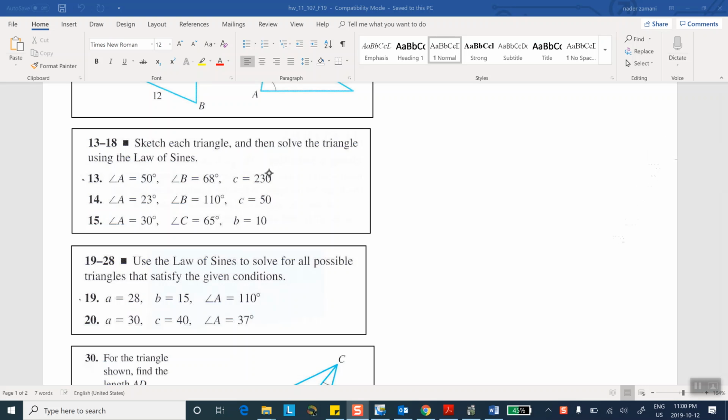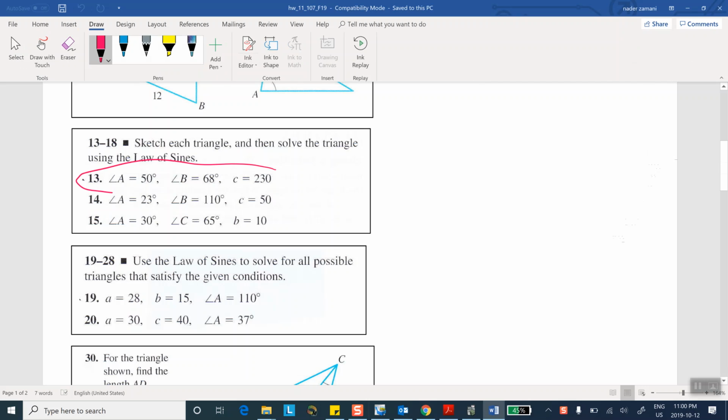Okay, so this is the second video segment for homework set number 11. Let's do number 13. It says sketch each triangle and then solve the triangle using law of sines.